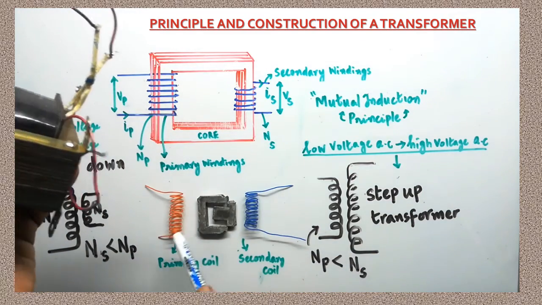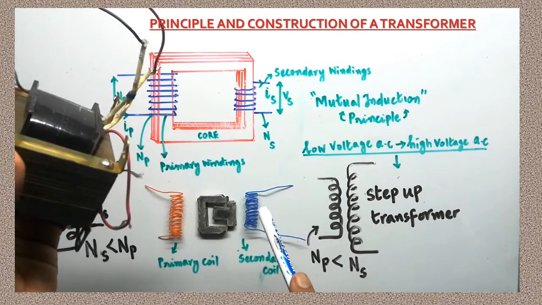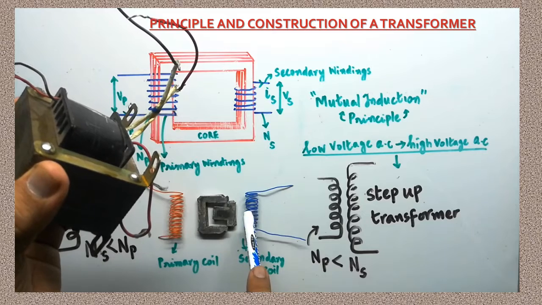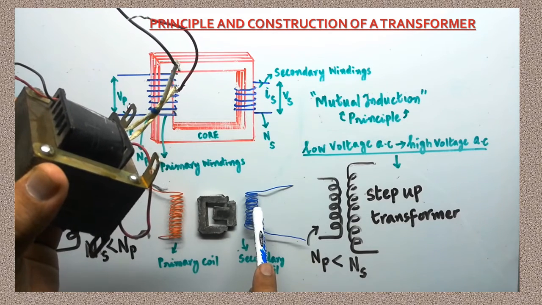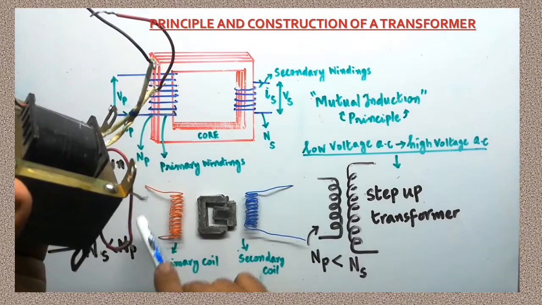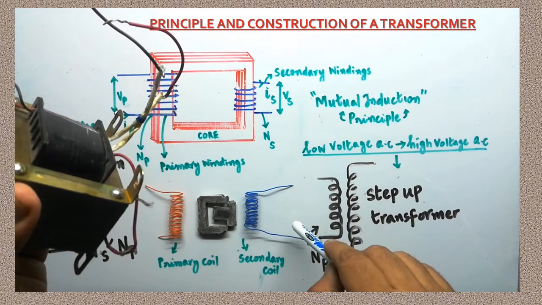There are two coils. One is called the primary coil and the other is called the secondary coil. So there are two windings. They don't have any physical contact. The primary coil and secondary coil won't touch each other. These are the two free ends of the primary coil. Here are the two free ends of the secondary coil.